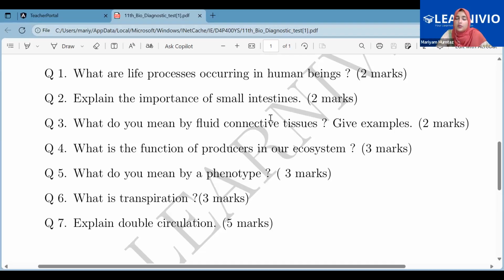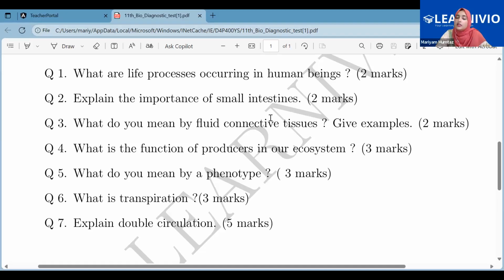Okay. Next question. What do you mean by fluid connective tissue? Give an example. What is the fluid connective tissue of our body? Blood. Can you name the components of blood? Plasma, white blood cells, red blood cells, then lipids, no. Lymph. Lymph is there, then plasma is there, right?